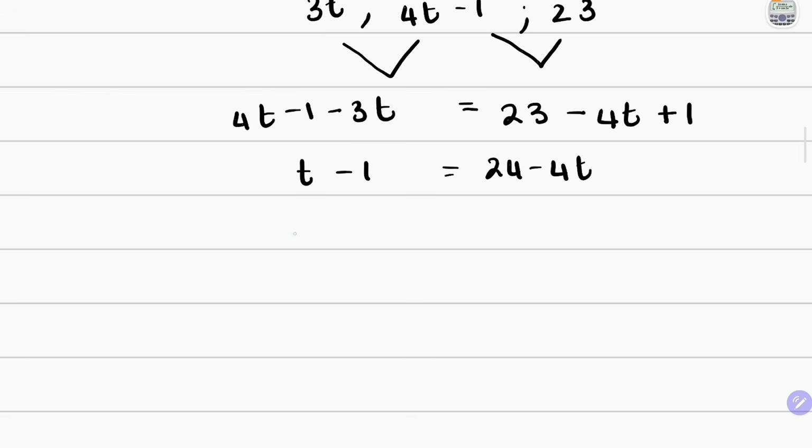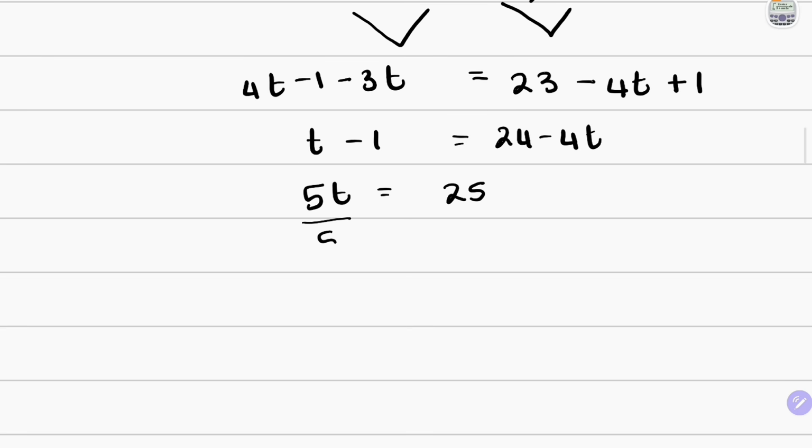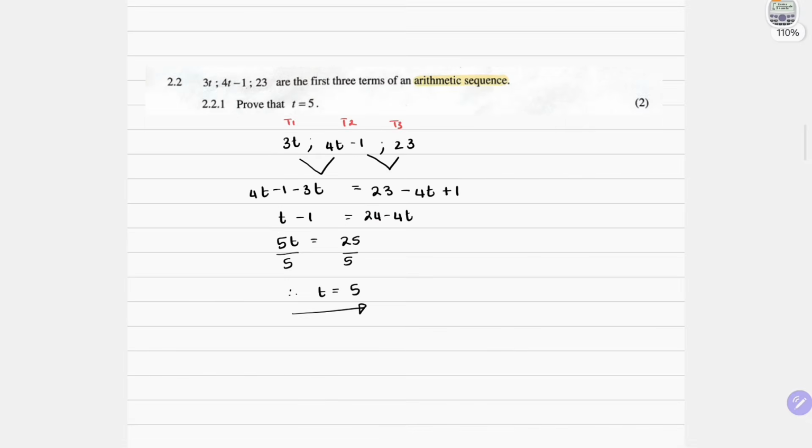Transpose the negative 4t to get positive, and it adds to this t, so that's 5t equals 24, and this negative 1 goes over and becomes positive, and it's now 25. So if you divide both sides by 5, t is indeed equal to 5, and that is our answer.